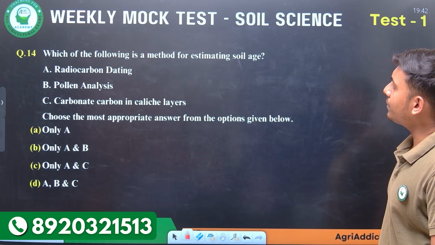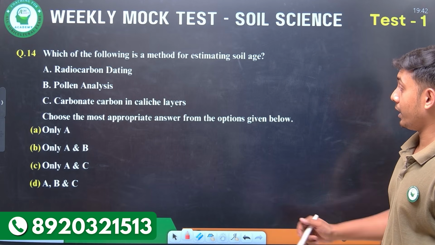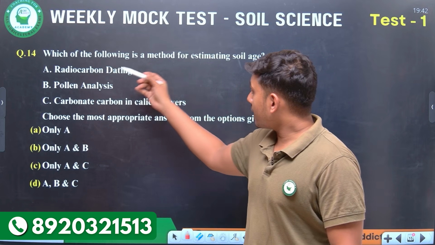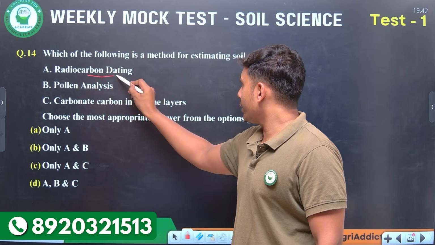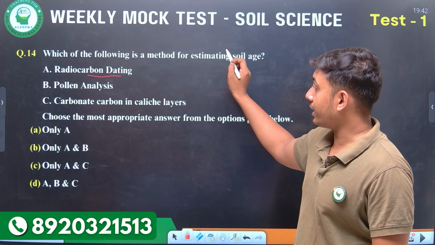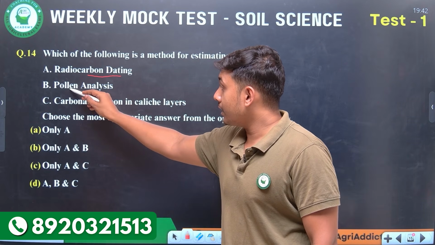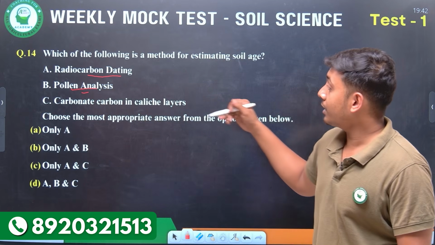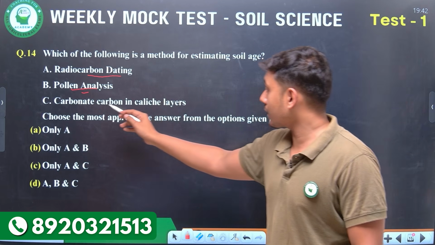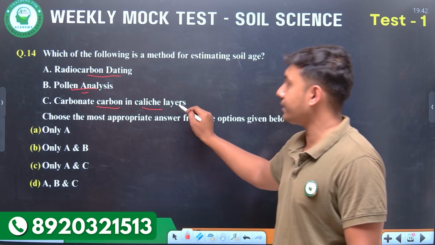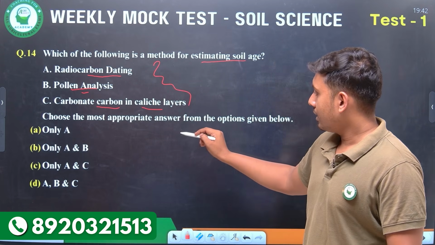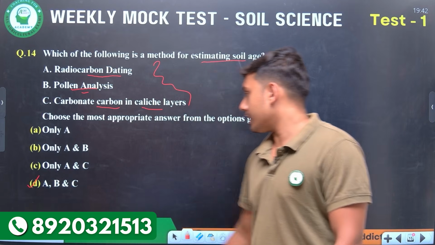Now which of the following is a method of estimating soil age? We have to remember that option A, radiocarbon dating, is used for estimating soil age. We know the carbon dating technique. Also pollen analysis, where pollen is analyzed for viability and age, and also the carbon in the clay layer, is used for estimating soil age. So all three answers are correct, and the right answer is A, B and C.